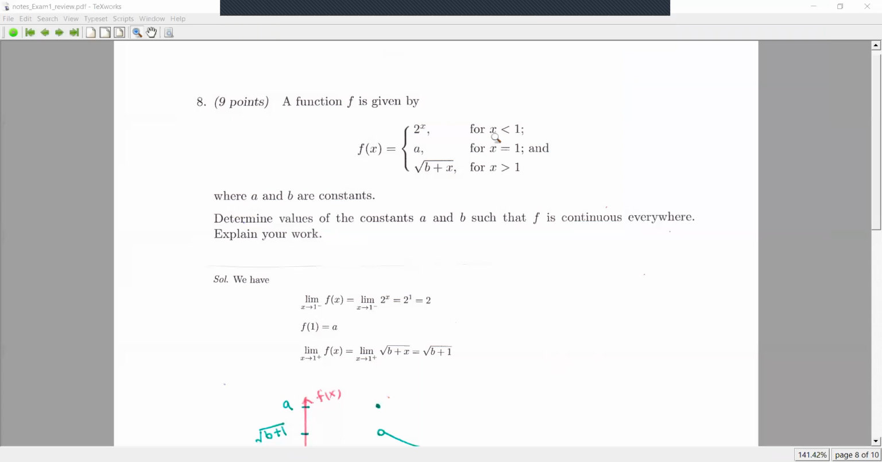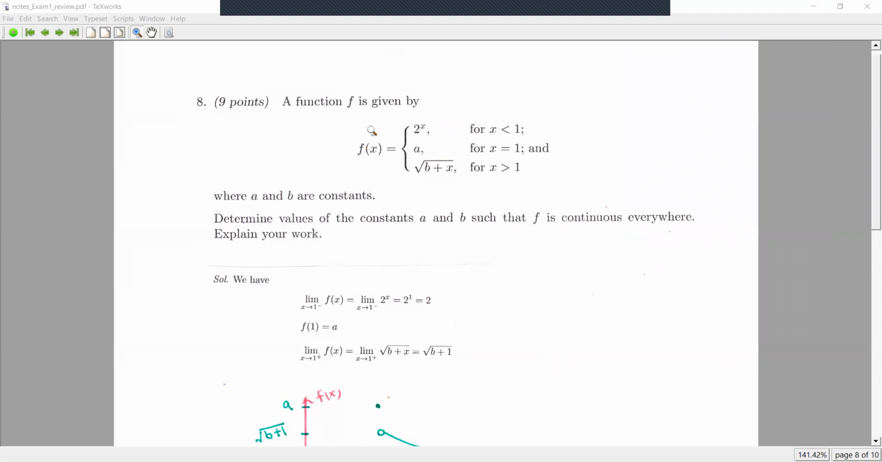When x is less than 1, the function is 2x. This function is continuous everywhere. When x is greater than 1, the function is the square root of b plus x. This function is also continuous everywhere.